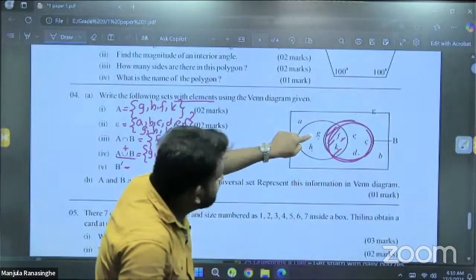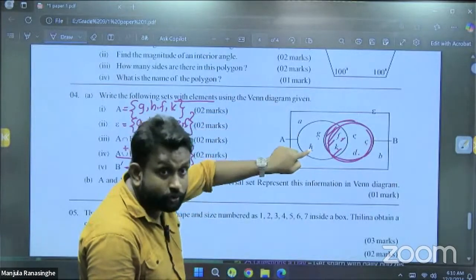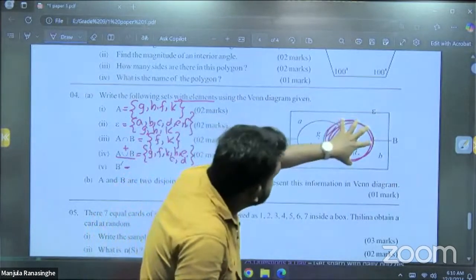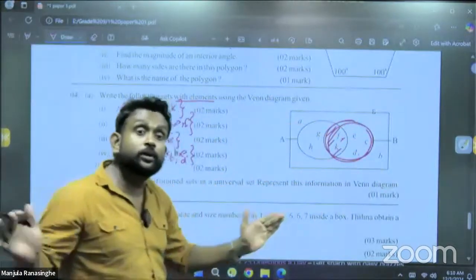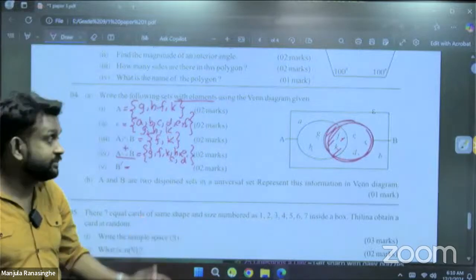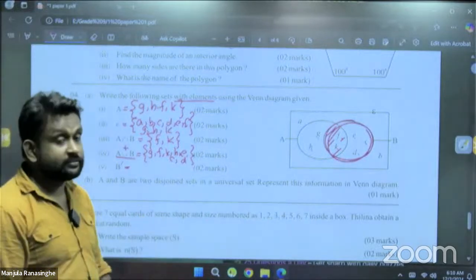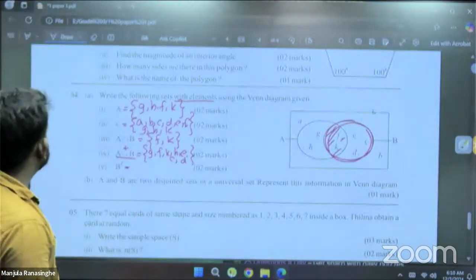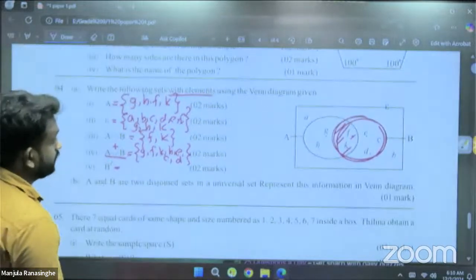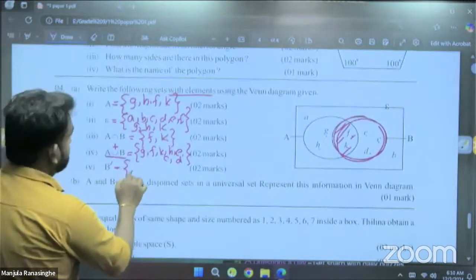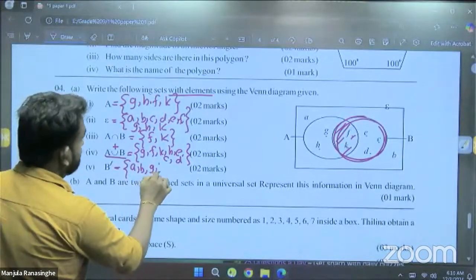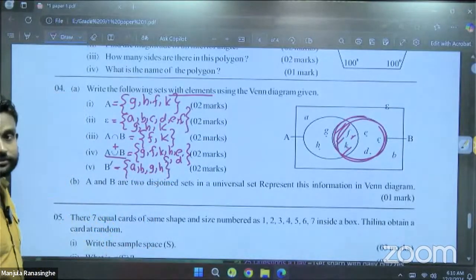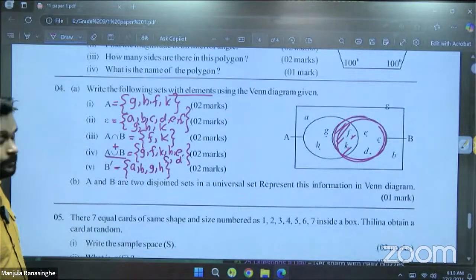Some students see that G and H only. No, except B means all the elements except that. So outside A and B also, except B set, B dash. So what is the answer then? B dash equals, within the curly brackets, A, B, G, H.